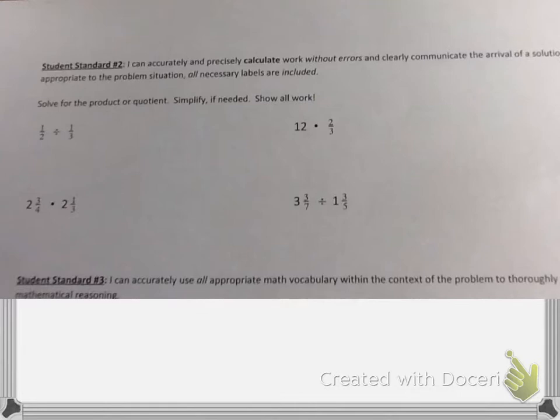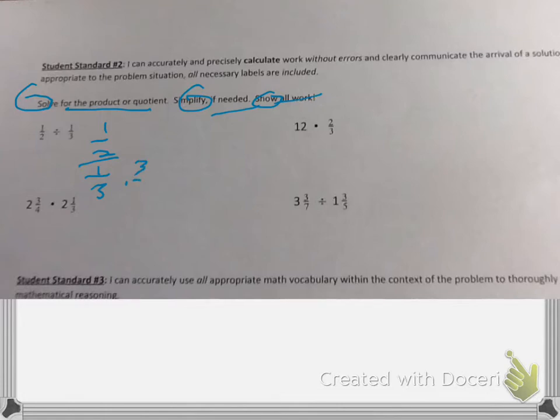We're going to have the precision standard. So here we have to solve for the product or quotient, simplify if needed, and show all our work. So we have 1/2 divided by 1/3. I'm going to rewrite that problem right away: 1/2 divided by 1/3. I like to write it vertically. Helps me lay things out a little bit easier.